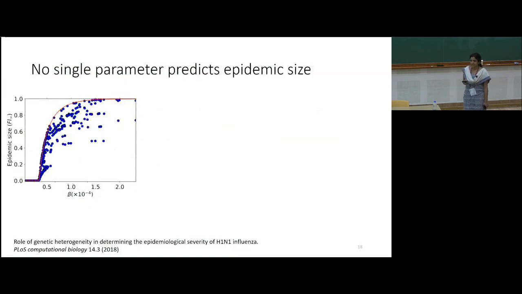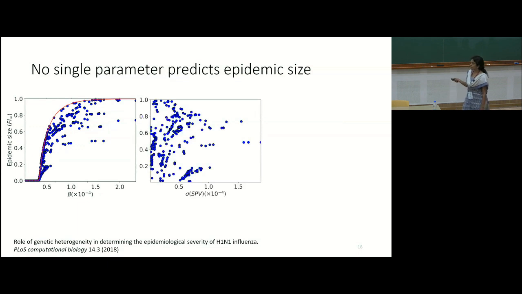Now, one of the interesting things we observe is that no single parameter of the susceptibility profile vector can predict what the final epidemic size will be in the presence of genetic heterogeneity. In this figure, we see beta, which is the average susceptibility of the whole population, and its relation with the epidemic size. The red curve here is the same relationship in a homogeneous population, if there were no genetic heterogeneities. We can see that when heterogeneity is present, the epidemic size can take values as low as 40% or as high as 100%, even for the same value of beta.